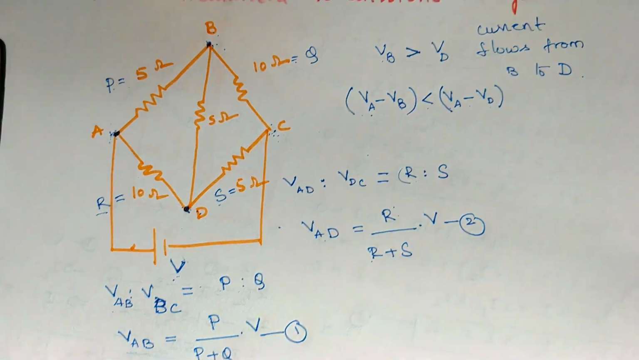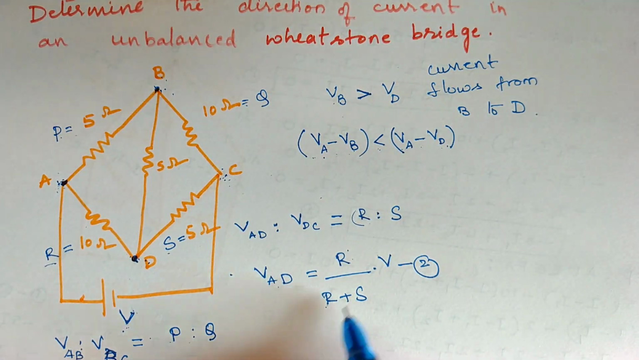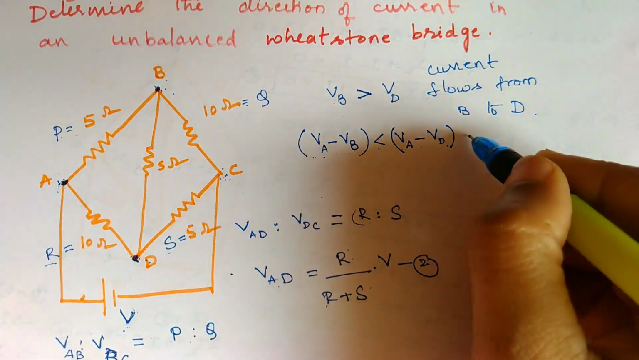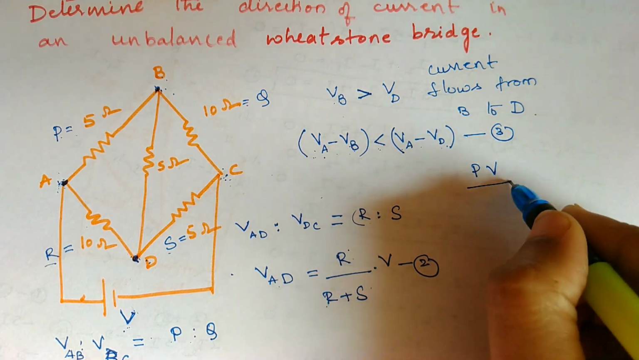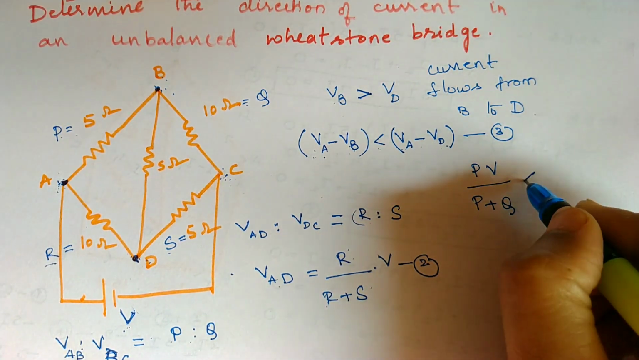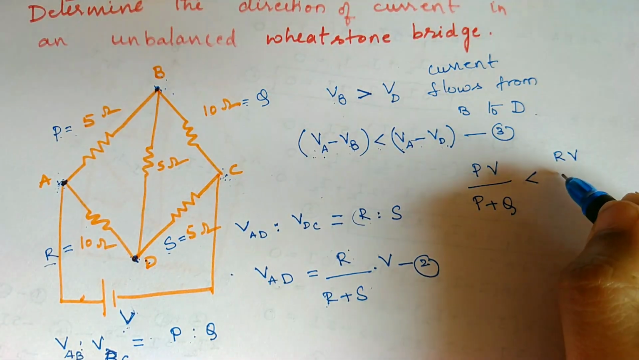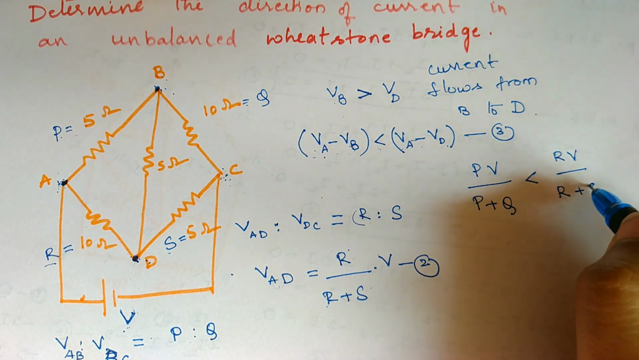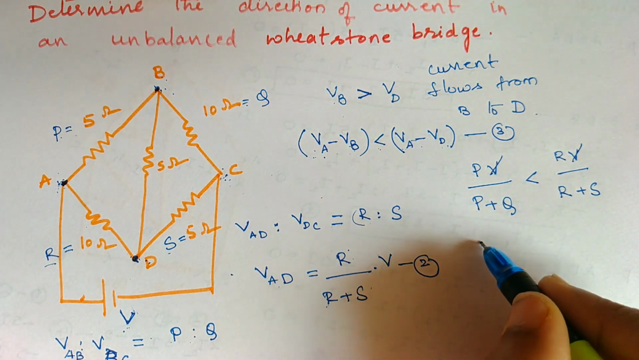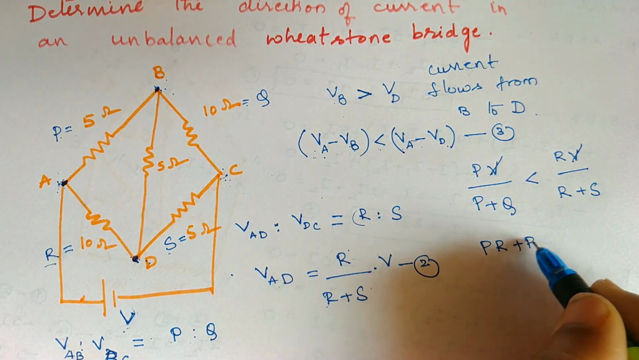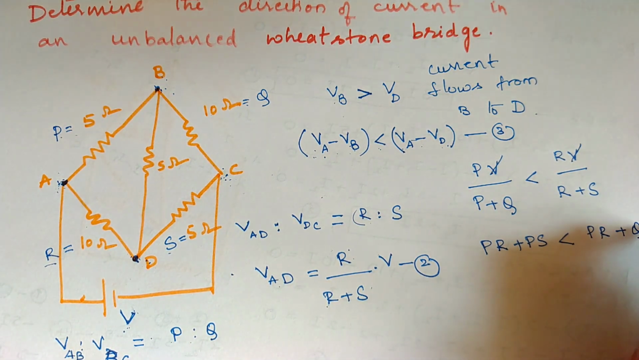What is the condition for the current to flow from B to D? VA minus VB should be less than VA minus VD. Put this condition. So I will substitute 1 and 2 in equation 3. VA minus VB is nothing but P into V by P plus Q, which should be less than R into V by R plus S. V will anyway get cancelled, that is your applied voltage. Cross multiply. PR plus PS should be less than PR plus QR.